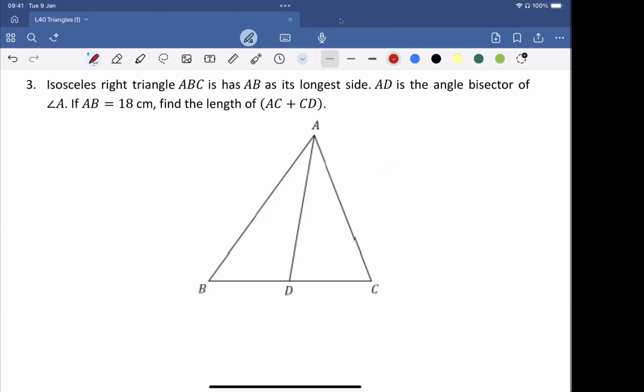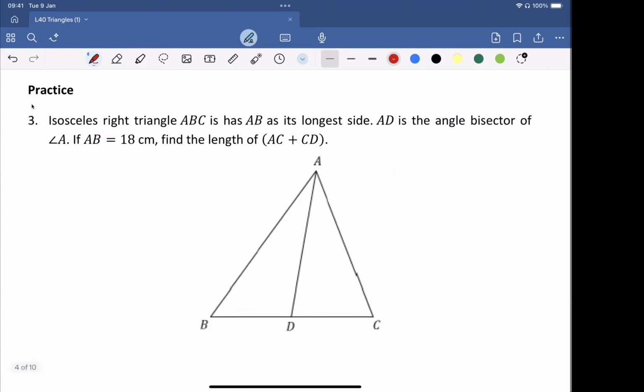This one. Okay, students, this question is not easy at all. It is not easy. In fact, it is difficult. Okay, now let's read the question first. Isosceles right angle. Okay, so take note, isosceles, right? They also say it is a right angle triangle. Where's the right angle? I don't see any right angles.